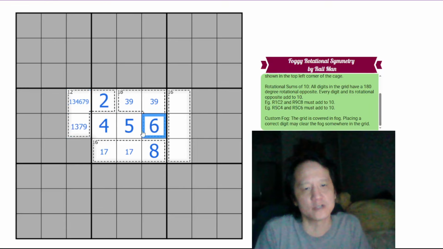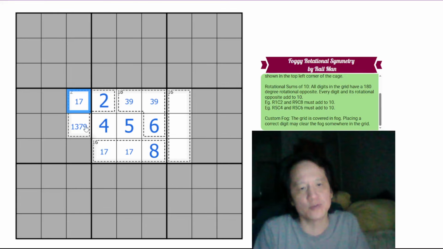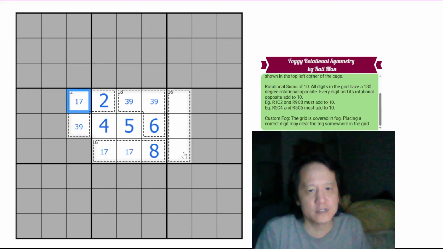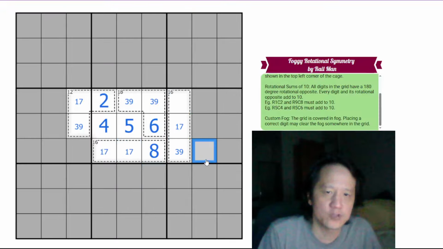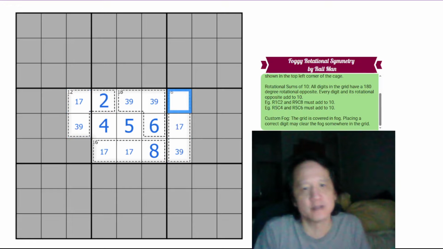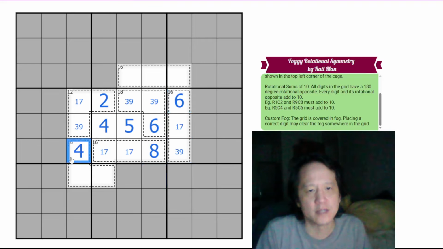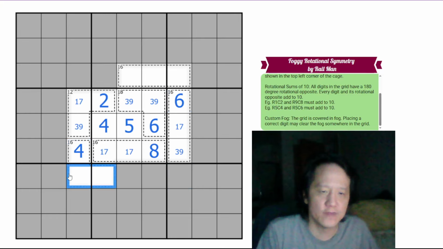But this can't be 4, 6, so this can't be a 4, 6 pair. This cannot be 3, 9. This can't be 1, 7. 1, 7 is rotationally opposite here, so that's 3, 9. 3, 9 is rotationally opposite here, so it's 1, 7. These three digits add up to 16. These two guaranteed add up to 10, so these two must add up to 10. Therefore, this must be 6 here. It's 10 plus 16 minus 10 is 6. So this is 6, this is 4. That's rotationally opposite there. These two must add up to 12. 16 minus 4 is 12.